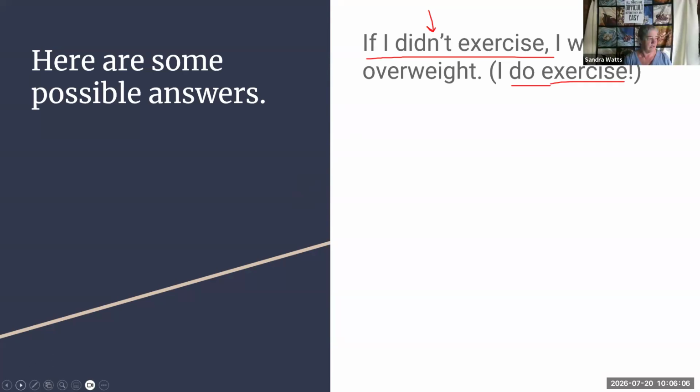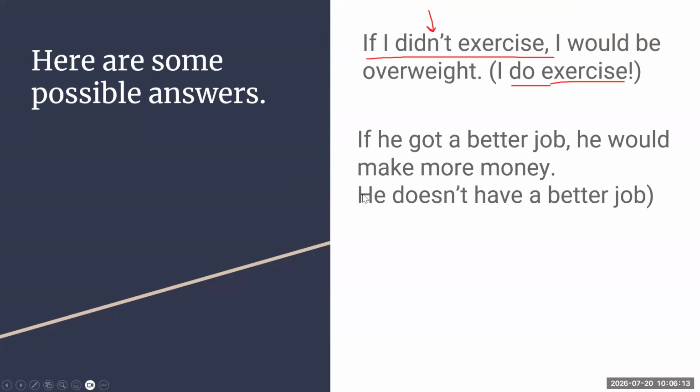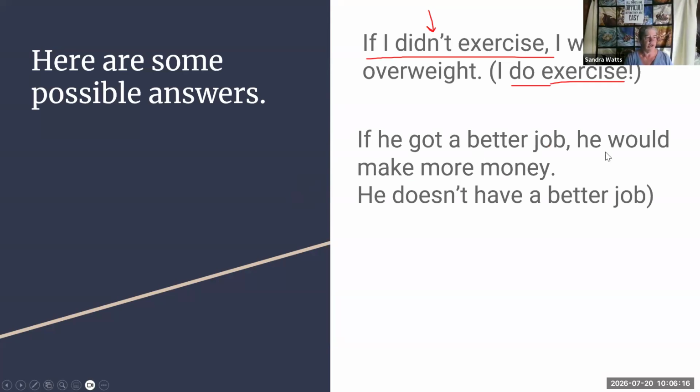All right, let's look at the next one. Okay, and there's Issa's answer. Oh, I forgot my parenthesis. I gotta correct that. If he got a better job, again, past tense. When you use if with past tense, you know this is not true right now. If he got a better job, he would make more money. Oh, that's gonna bother me. I gotta correct that. It's on Canvas that way. Typo. Okay.